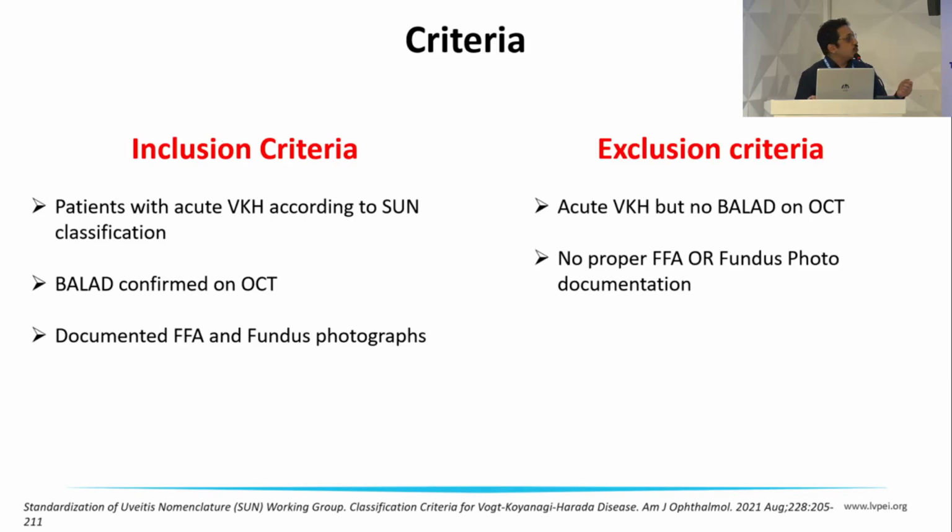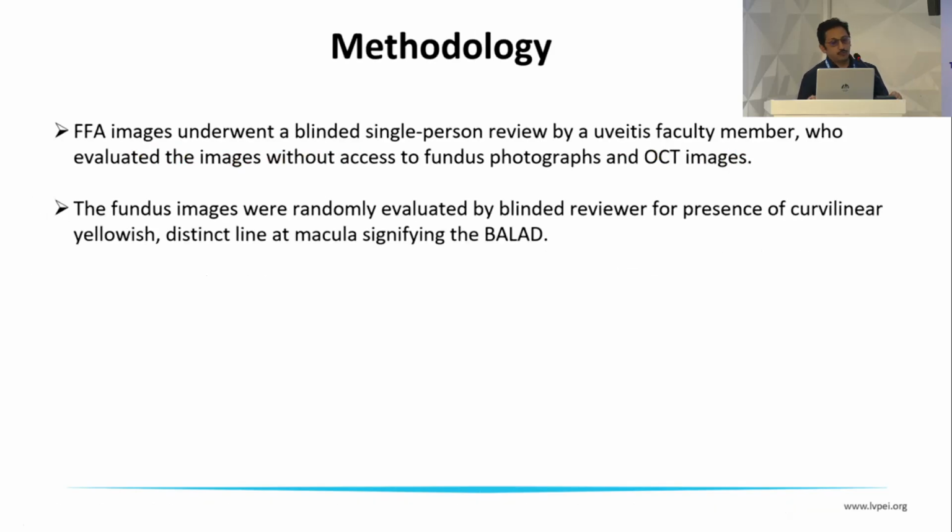If we look at the inclusion and exclusion criteria, we included patients with newly diagnosed acute VKH, and this was only on OCT, which were having bacillary layer detachment and which had FFA findings as well as fundus photograph. We excluded all those patients who were acute onset VKH but did not have any bacillary layer detachment on OCT, or those who did not have a proper fundus photo or a proper clinical photo. FFA images underwent a blinded single person review by a uvea faculty member, and later the OCT images were randomly evaluated as well.